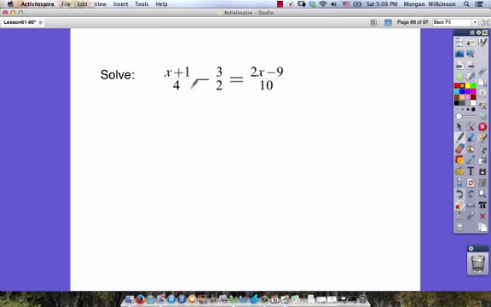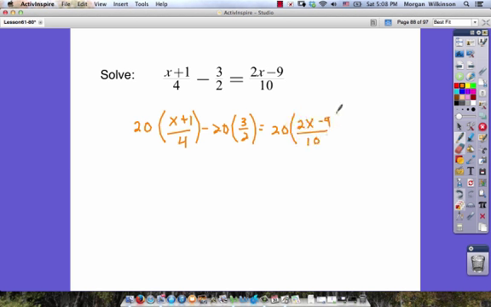Now here we have one, and instead of just having everything be multiplied together, this problem has x plus 1, and then over here it has 2x minus 9. So the terms look a little bit bigger. Now in order to do this problem, we need to multiply by the least common denominator. So let's multiply by that. 4, 2, and 10. Well, the least common multiple of those three numbers must be 20. So we're going to get 20 times x plus 1 over 4 minus 20 times 3 over 2. And that's going to be equal to 20 times 2x minus 9 over 10.